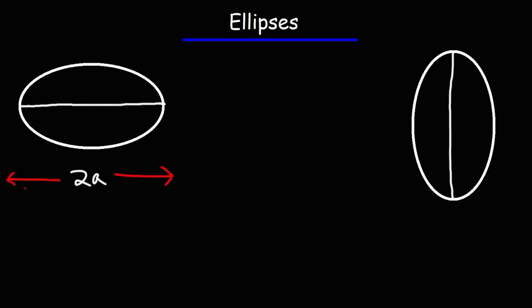On the left, we have an ellipse with a horizontal major axis. On the right, the major axis is vertical. The length of the major axis is always equal to 2a, and that's the case for both types of ellipses. This is the length of the minor axis, which is vertical on the left, but it's horizontal on the right. The length of the minor axis is equal to 2b.